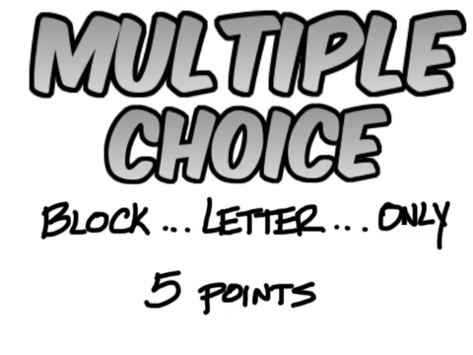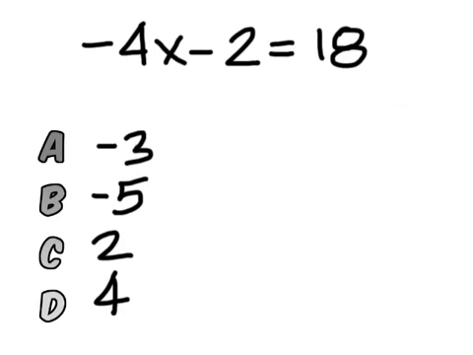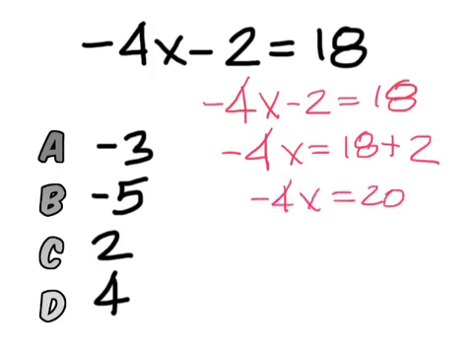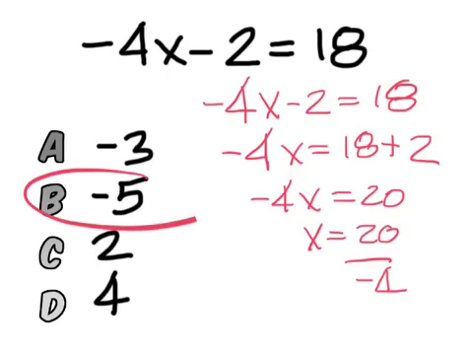Multiple choice before we get to the answers. For the multiple choice problem, it's negative 4x minus 2 equals 18, and you're going to move the minus 2 to the right and make it plus 2. So that's going to be 20 on the right side. You'll divide by negative 4 to get an answer of B, which is negative 5.